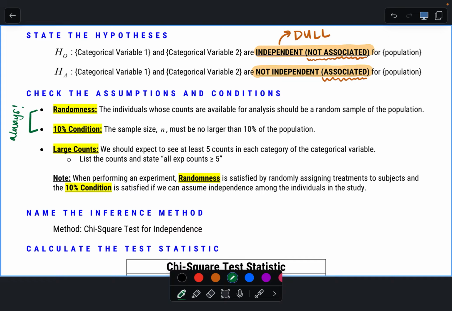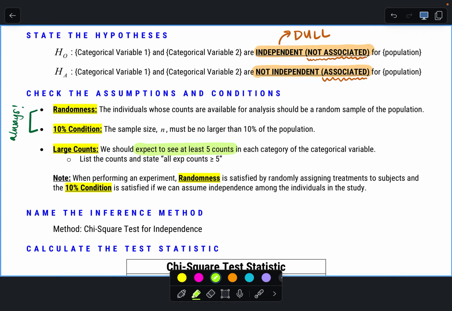The only time these change is if you are doing an experiment, which is what the little note says. In those cases, we are randomly assigning the treatments, and for the most part, assuming independence among the subjects. But those two things are always true. The check for our large counts is the last one, and it is the one that's different across the board for all of our tests. But I'm going to go in and make sure all of my expected counts are at least 5.